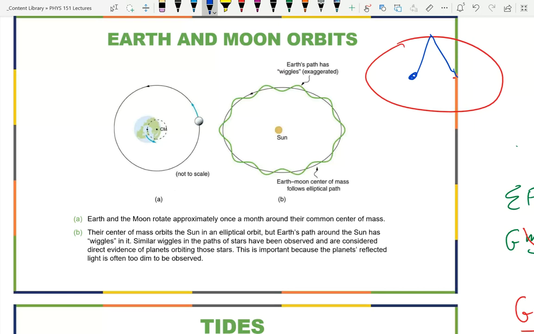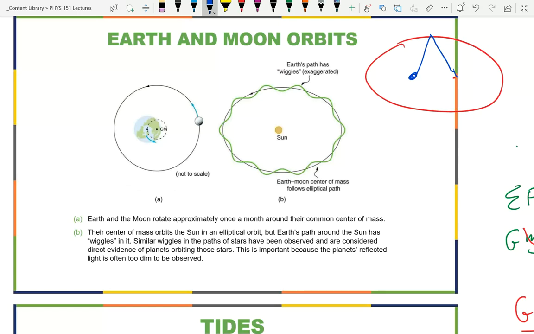His second law says that the area swept out per unit time is constant. What that means is when you're closer, the line going from the sun to you has to sweep out the same amount of area per day as when you're farther away. That means you have to go faster when you're closer, and slower when you're farther away.